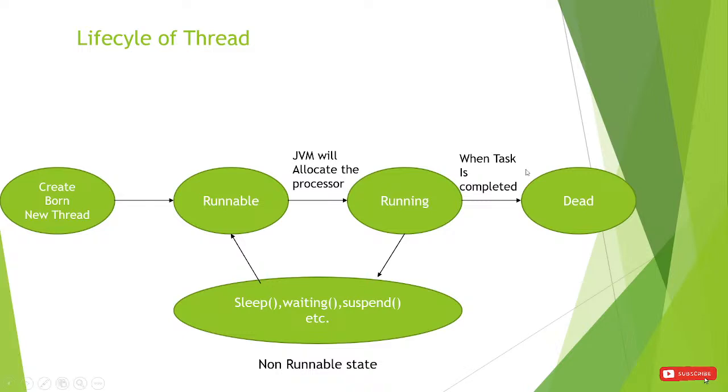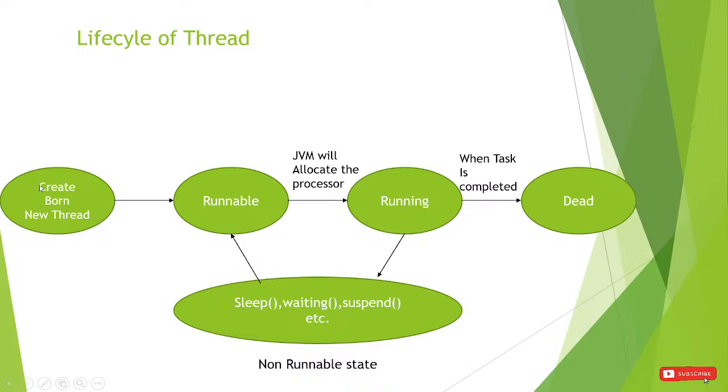When a thread is in the dead state, it will not be alive again. When a man dies, can he be alive again? No, right? If a man or woman dies, they will not be alive again. The thread is also the same: if it comes to the dead state, it will not be alive again. So that is the life cycle of a thread.